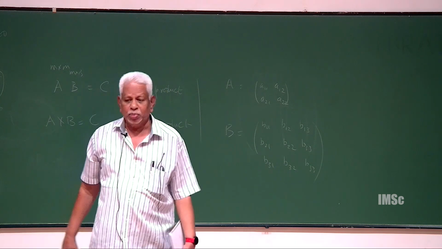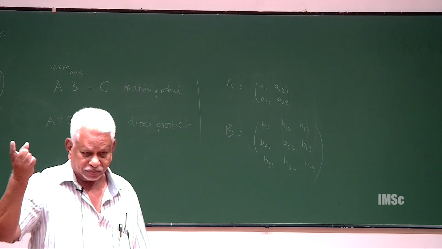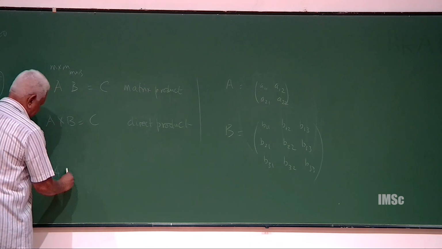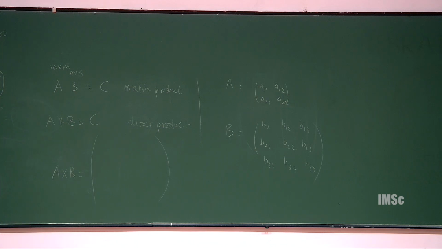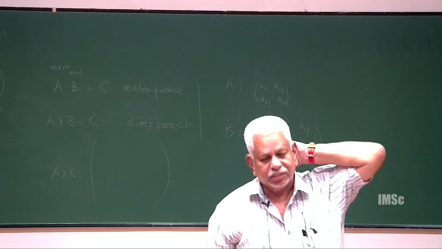A is a 2 by 2 matrix, B is a 3 by 3 matrix. Now I will tell you the rule for A cross B. First of all, in this case, A cross B will turn out to be a 6 by 6 matrix, 2 into 3. I could have started with both being 2 by 2 matrices, in which case it is a 4 by 4 matrix, but I just wanted to make life a little more difficult for you by having a different size matrix.